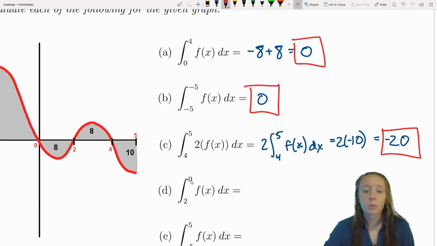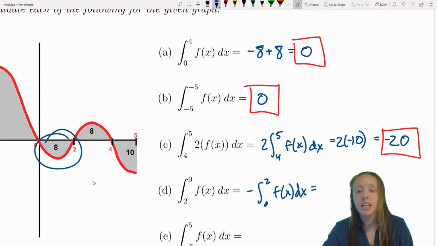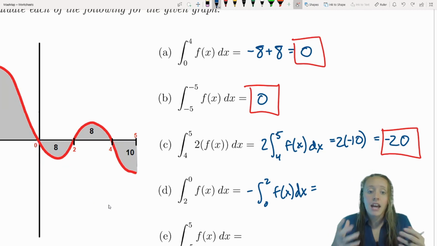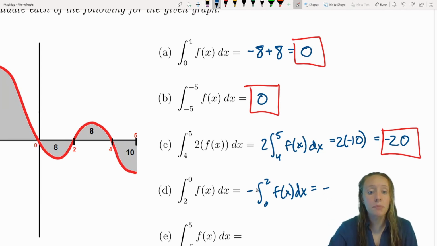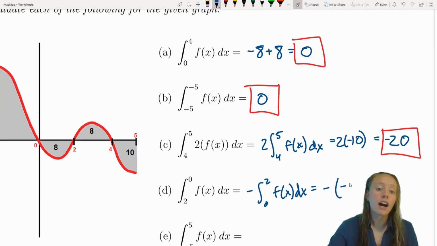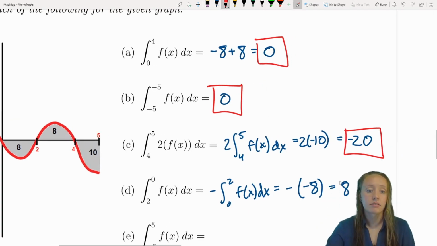Looking at D, we're going from 2 as our lower bound and 0 as our upper bound. I want to go from 0 to 2 since I'm just given the area. Therefore, I'm going to negate my integral so that I can go from 0 to 2. I know from 0 to 2, looking at my diagram, that's an area of 8, but it's below the axis, so that's -8. And if I'm taking the opposite, because I have a negative out in front, of a -8, that's simply going to be a +8.